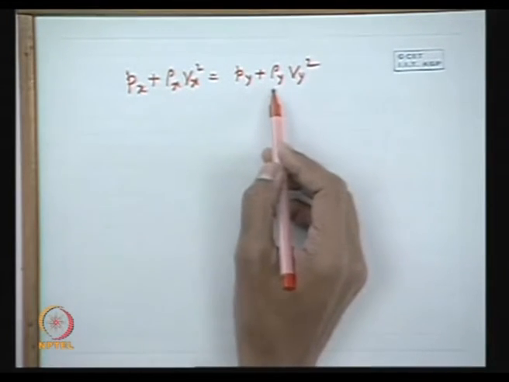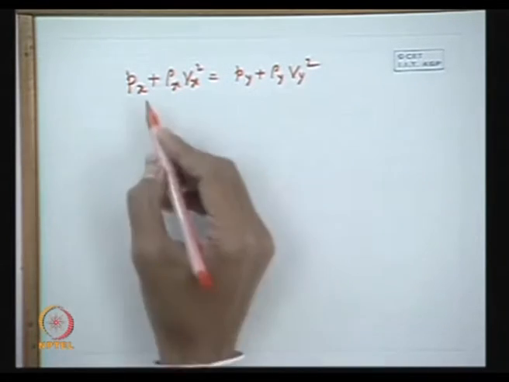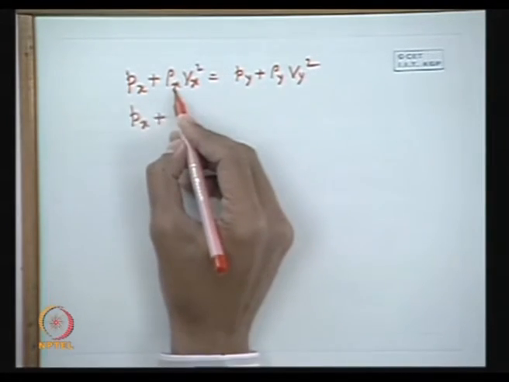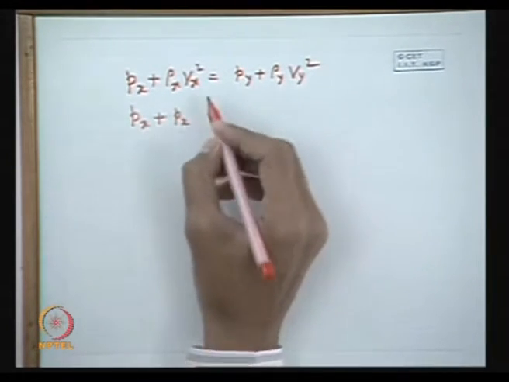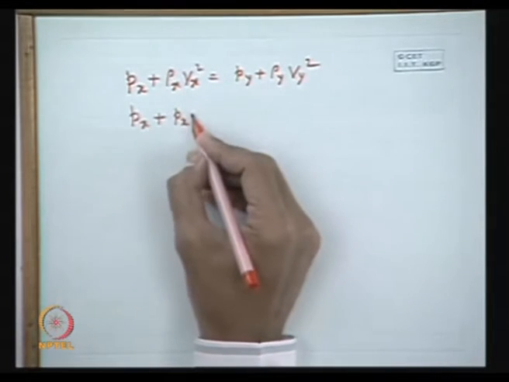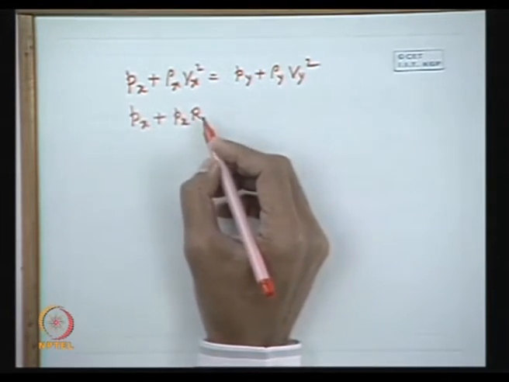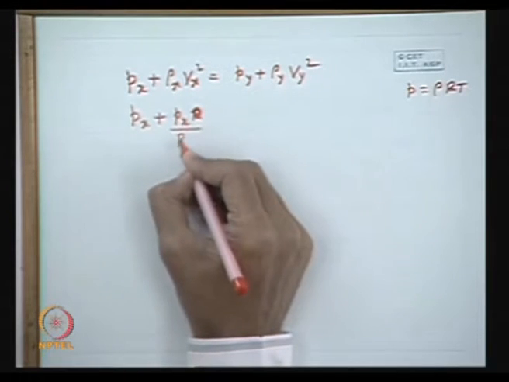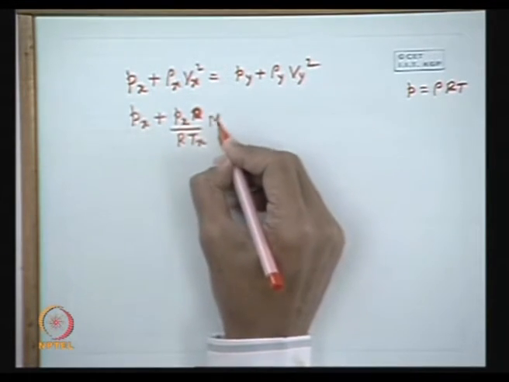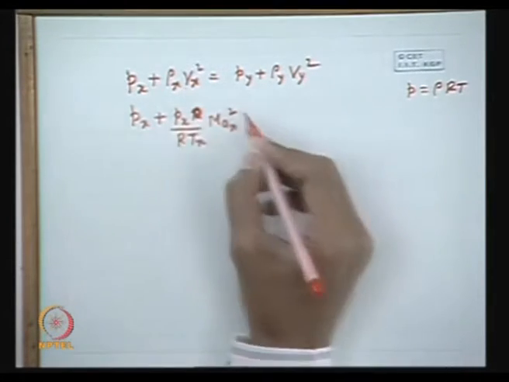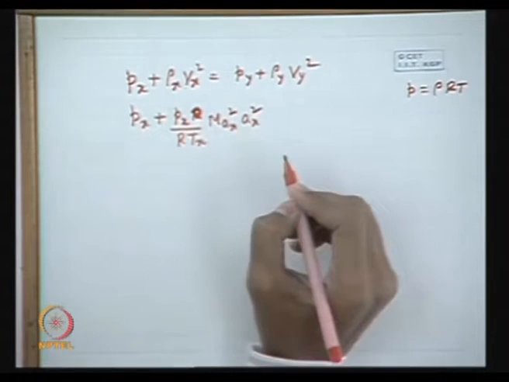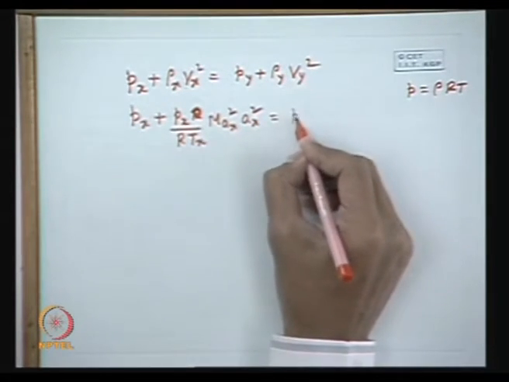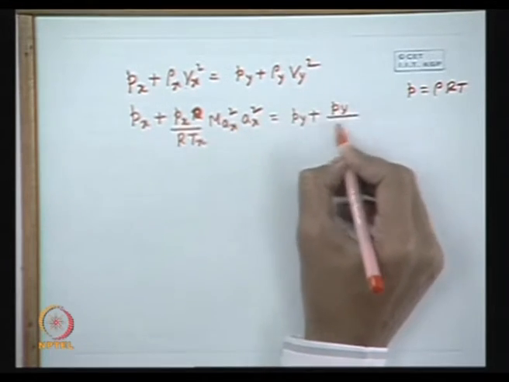Well, now, if I consider the frictionless flow, then Px plus rho x Vx square is Py plus rho y Vy square. All right? So now we can write Px plus, what is rho x? Rho x I can write, again using the perfect gas as the working fluid, P is equal to rho RT. So P by RTx, very good. And Vx square I can write MAx square into Ax square, is equal to, again, plus Py by RTy.